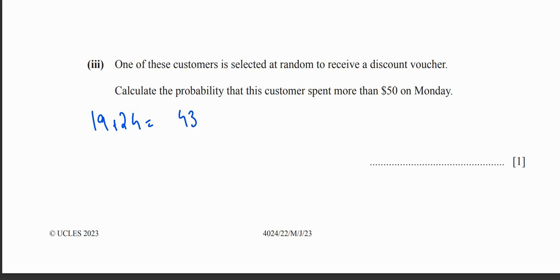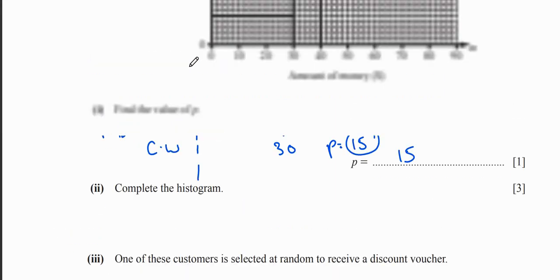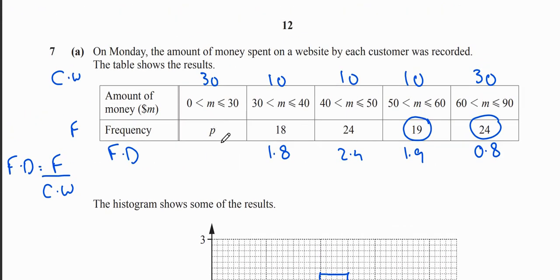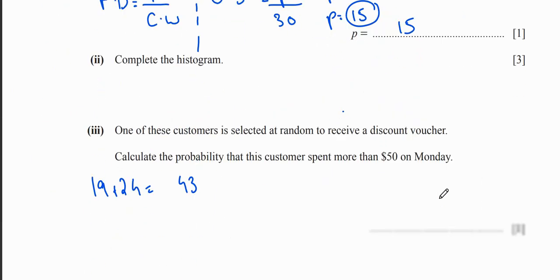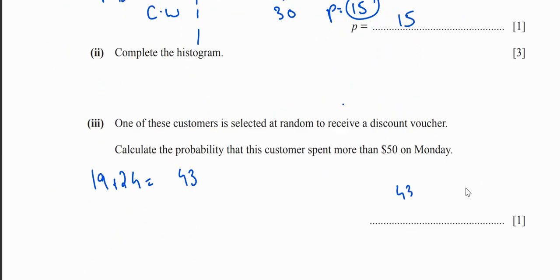Okay. And the next question is how many customers are there in total? In order to find the total customers, you have to add the value of P, which was actually 15. So you will add 15 plus 18 plus 24 plus 19 plus 24 again. So you will get 100. Let me do it again. 15 plus 18 plus 24 plus 19 plus 24, 100. So the answer is going to be 43 upon 100, you will get the probability.